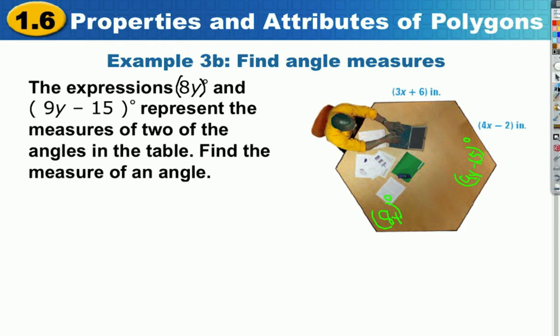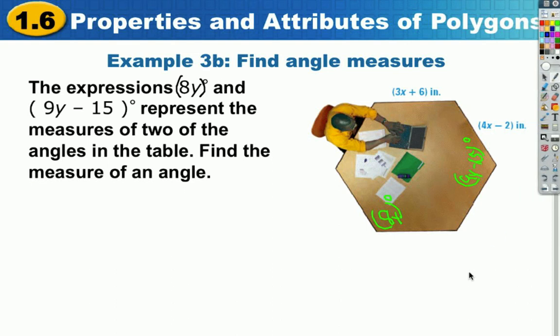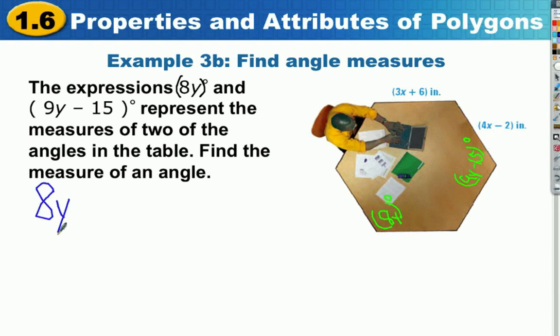Brian, what were we going to do? We're going to set 8y and 9y minus 15 equal. Very good. 8y equals 9y minus 15. Solve the equation. So one step for my high-level students, maybe 2 steps. What does y equal? Kayla?